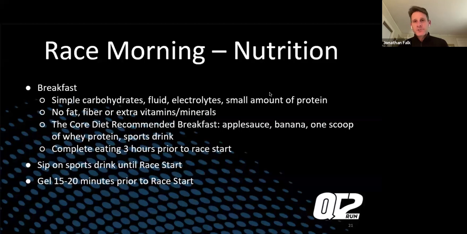Keep on sipping on sports drinks. Having a gel right before you start, to top off the tank, like 15 to 20 minutes before the start, is a good idea. The whole idea is staying ahead of your body's needs, both when it comes to fueling and hydration. If you do that, you'll be running in an optimal fashion on race day.